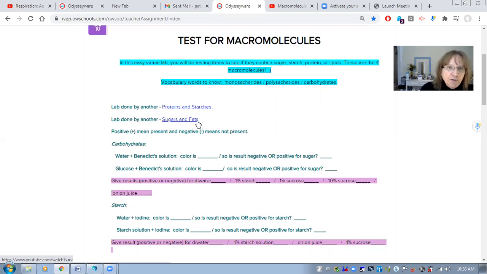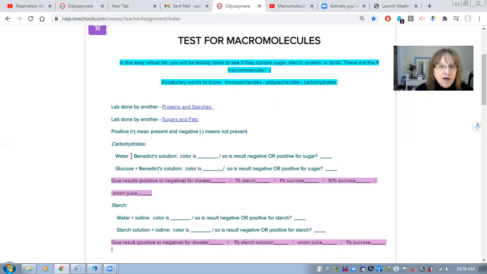Okay? And so what we're going to do in this particular lab, we're going to take different things. Like down here, you'll see here's 1% starch, 1% sucrose, a little more concentrated sucrose solution, onion juice. We're going to be testing for sugars in each of those different solutions. And what you use to do that is an indicator called Benedict's solution. Now, the only thing we have to be able to determine is, when we use our indicator in each of these solutions, what color means that it's positive, and what color means that it's negative for sugar?